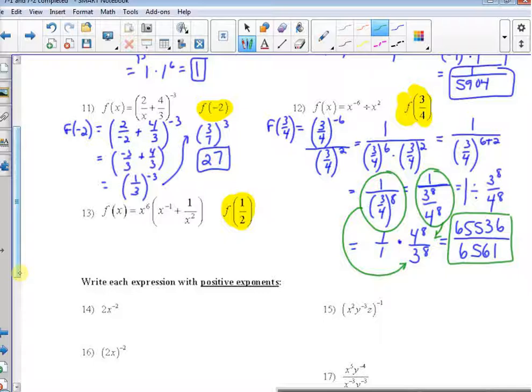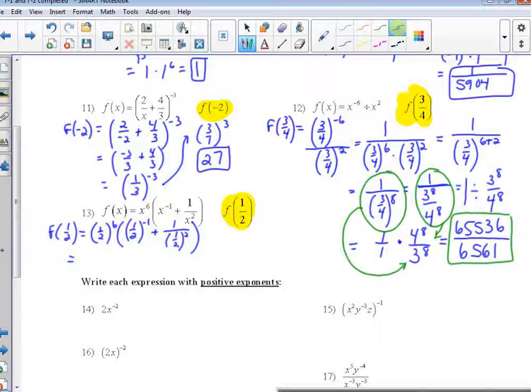All right, number 13, I have to write small here. We get f of 1/2 equals 1/2 to the 6th times 1/2 to the -1 plus 1 over 1/2 squared. Okay, so remember we said if we have 1 divided by a fraction, it's that fraction flipped. So we're going to do that.